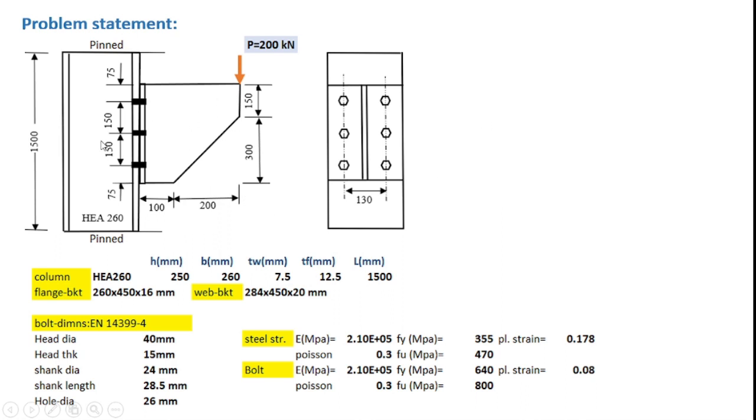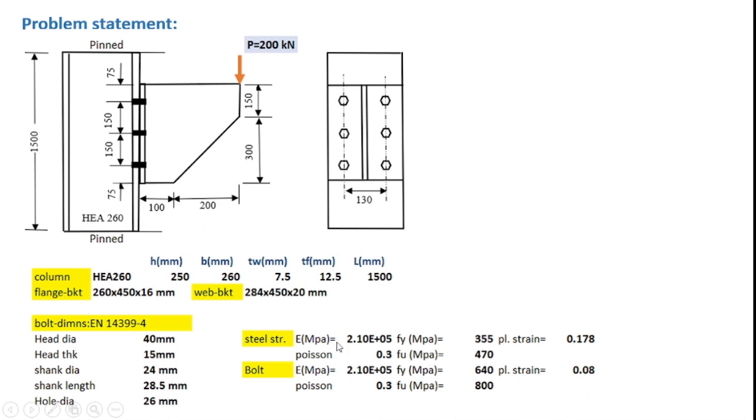It is connected to the column using 6 numbers of M24 bolts. The configuration of the bolts is shown here, and the bolts are essentially M24 bolts, and the geometry of the bolt is shown here, which indicates the head dimensions and shank dimensions.